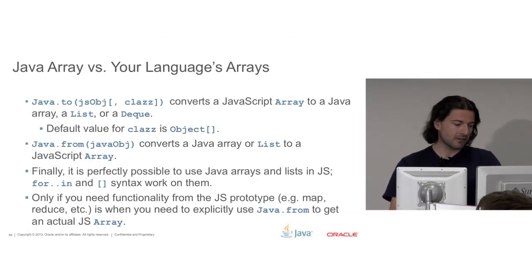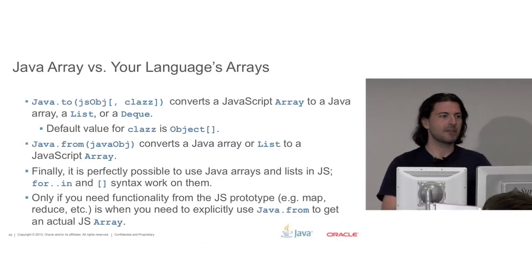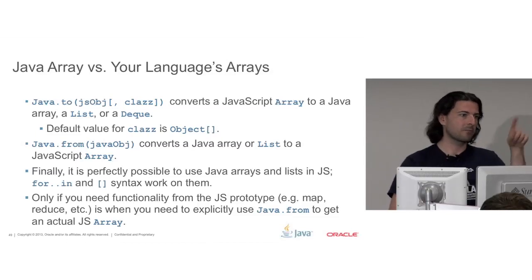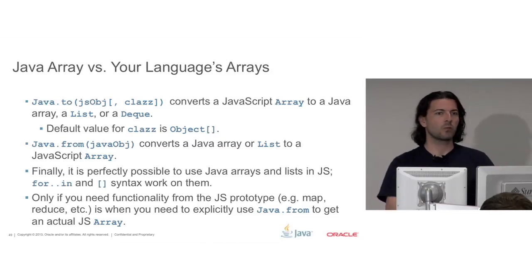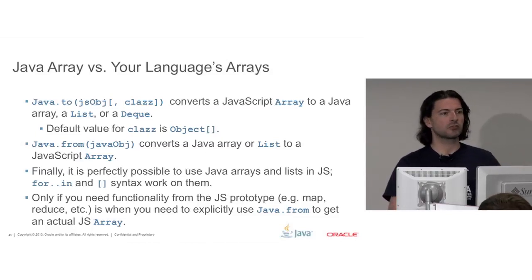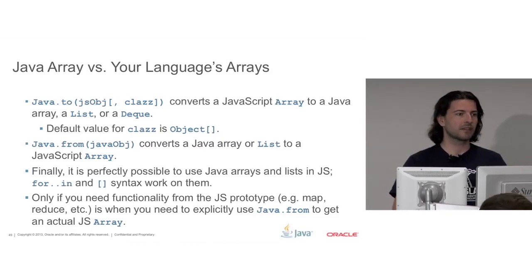So Java.to actually takes another argument. There's a class, and the default value for class is object array, but you can use it for other things. And there is a Java.from, which is like a symmetrical API. You normally don't have to use it because syntax-wise, Nashorn will happily use Java arrays in for-in and the square bracket syntax. It's only when you want to leverage the things that you have in the JavaScript array prototype, like map, reduce, filter, whatever, that you really need to convert and then run with that.